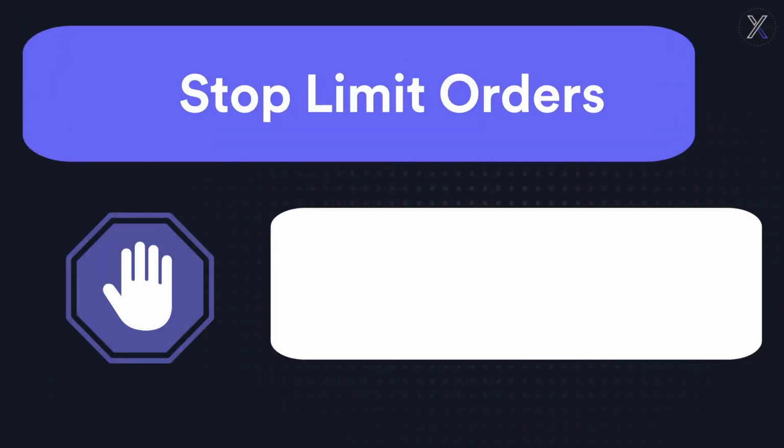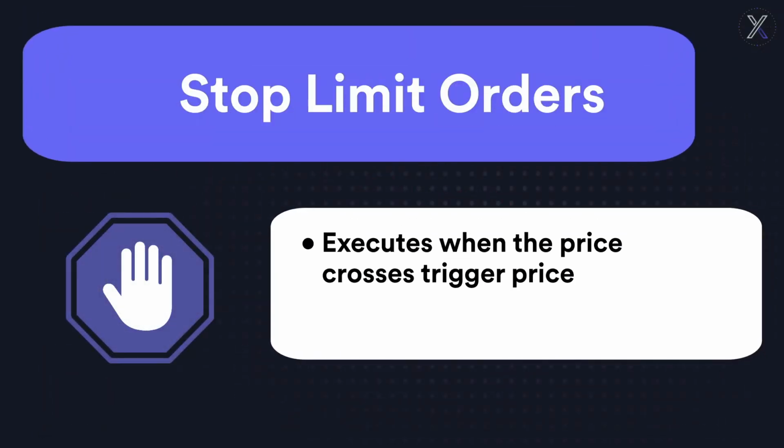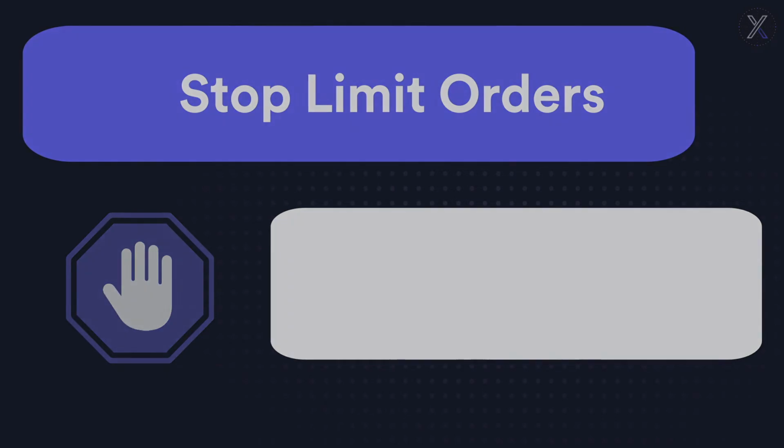Just like a stop market order, a stop limit order will activate when the price crosses a specified trigger price. The difference is that instead of a market order, a limit order is being created. Depending on the limit price you set, once triggered, the resulting limit order may be immediately filled or may rest on the order book at the limit price.